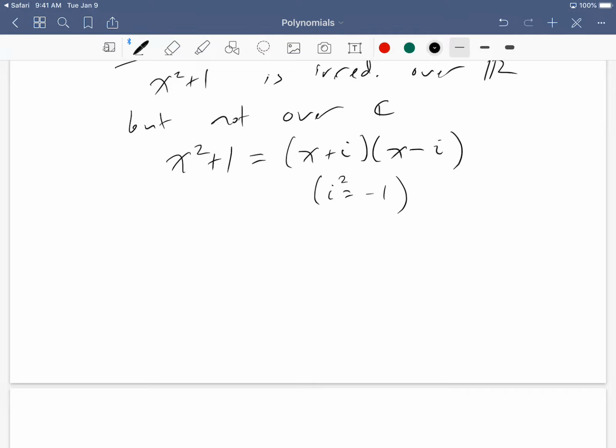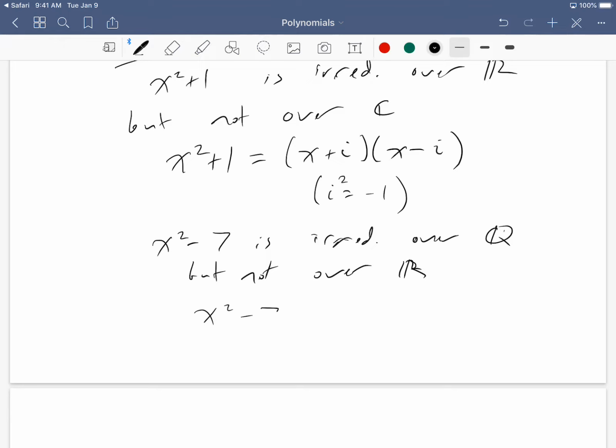All right, as another quick example, x squared minus 7 is irreducible over Q, but not over R. Because over R, if I'm allowed to use real numbers as my constants, then I can factor this as x minus root 7 times x plus root 7.